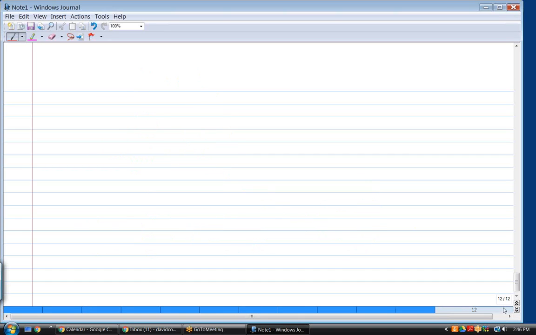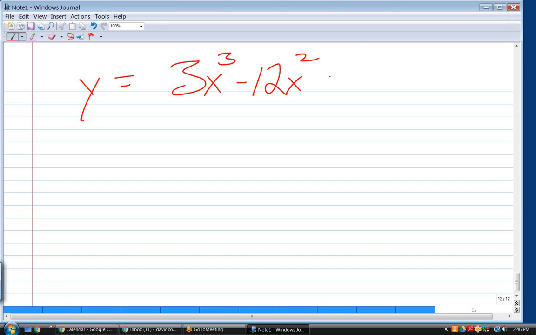And let's see. We also have factoring a cubic by grouping, which I think I know how to do. We have 3x cubed minus 12x squared plus 2x minus 8.